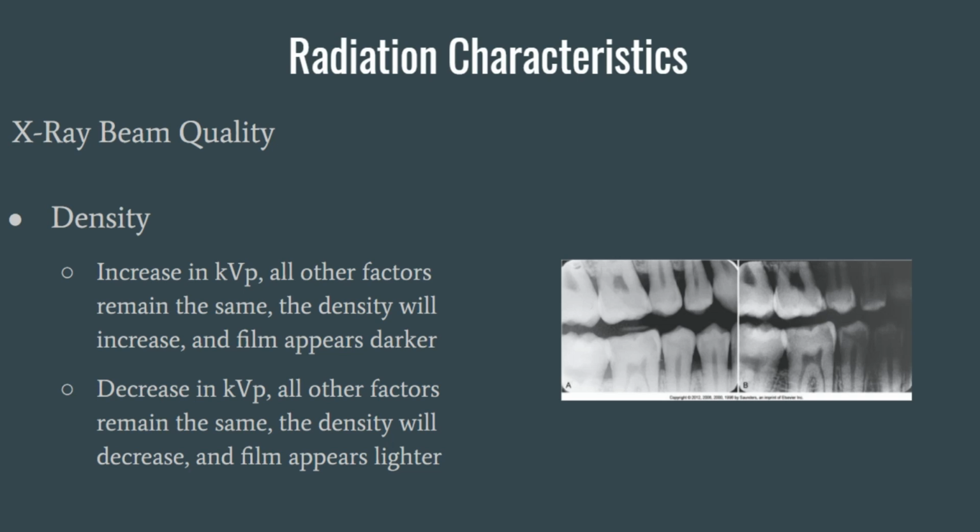On the opposite side, if we decrease kVp and everything else stays the same, our density will decrease and the film will have a lighter appearance. So we have a darker film over here, so this one may have a higher kVp, and we have a slightly lighter one, see the lightness in this area, so the kVp was decreased for that film.